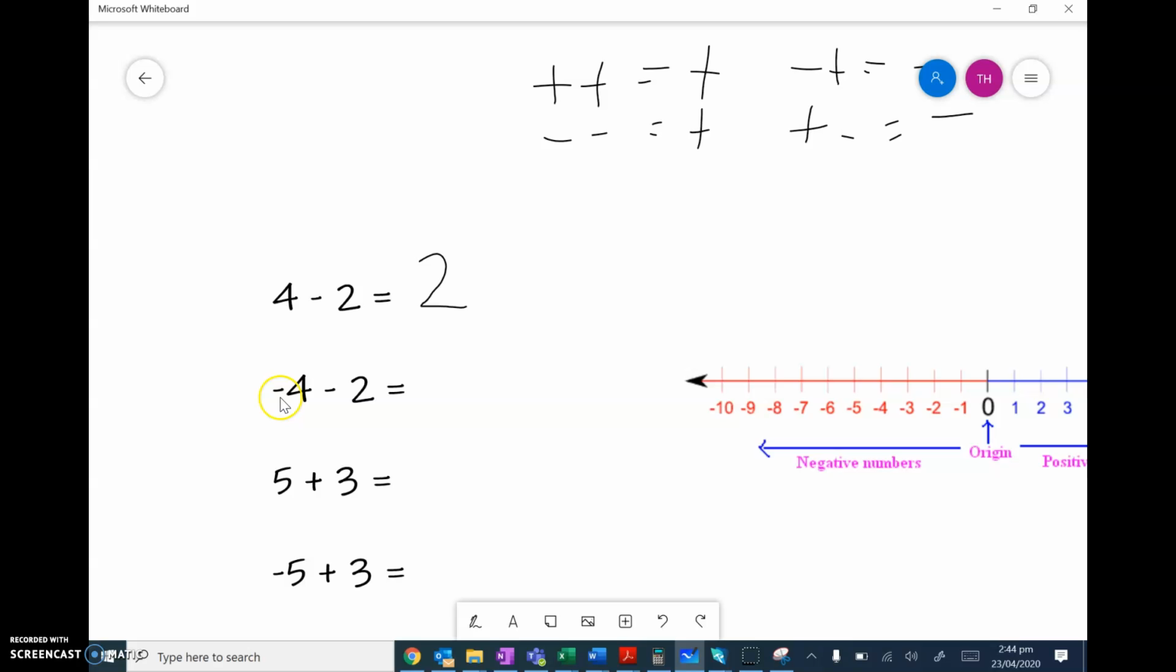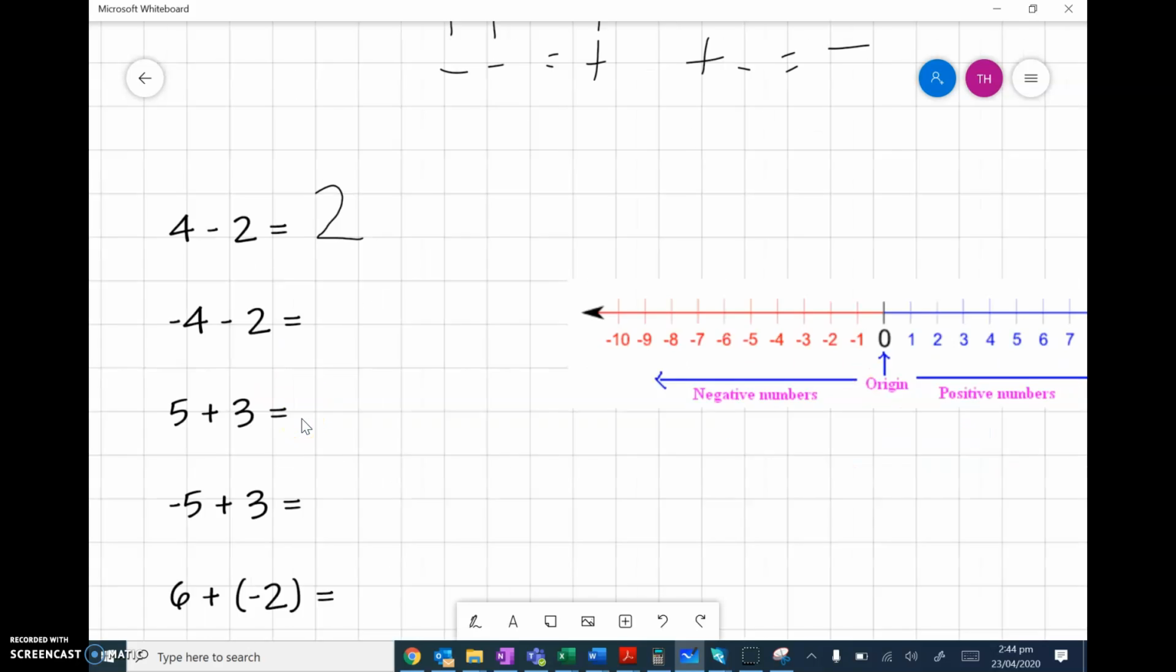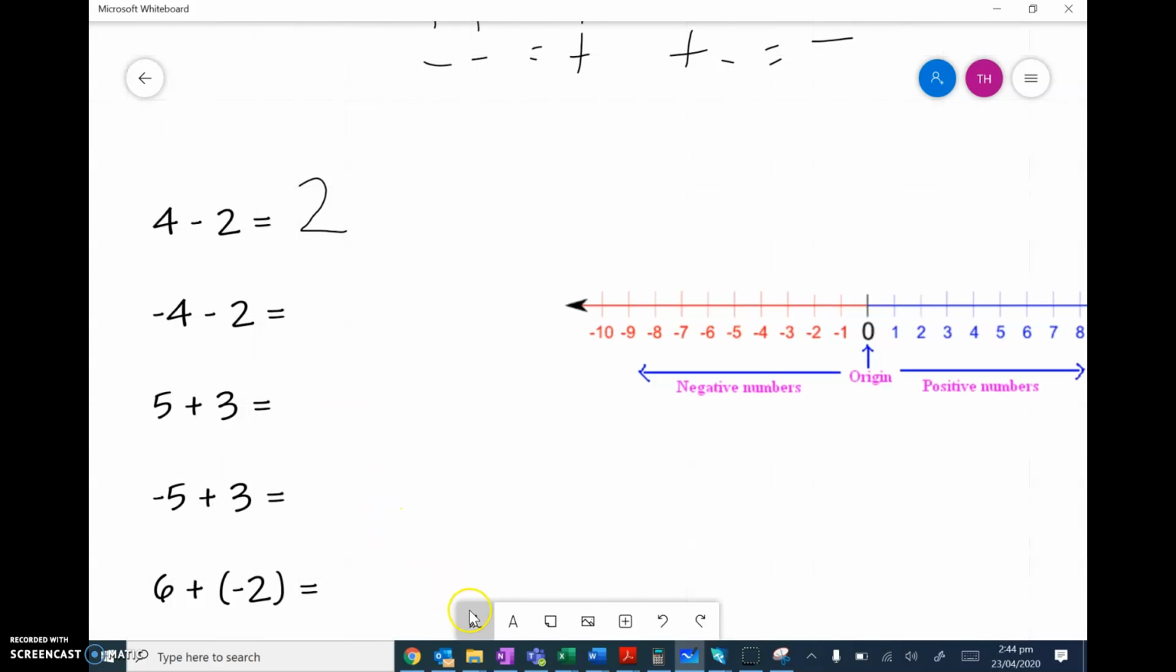So how that works is we start at 4 and we're going down by 2. We look at this one, we start this time at -4. So we're starting over here in my number line. And this -2 here does not have anything to do with this minus here now. All this number has done is told me where to start. And now this is telling me to go down by 2.